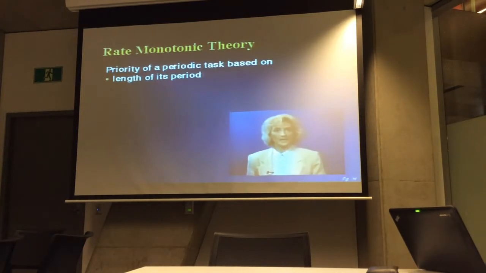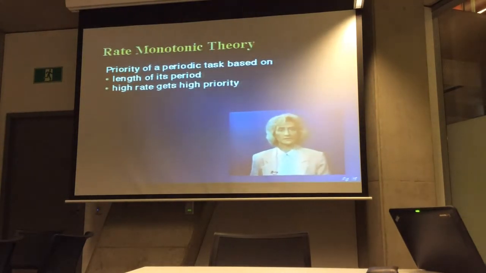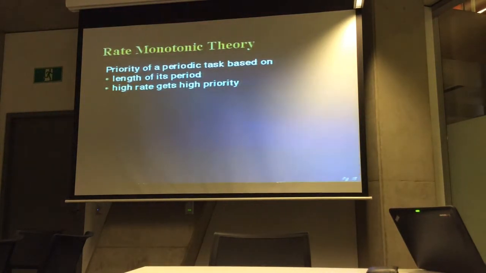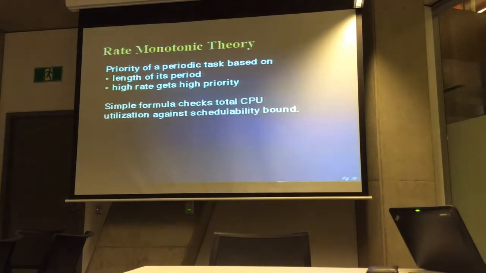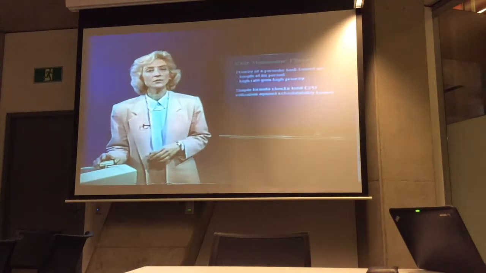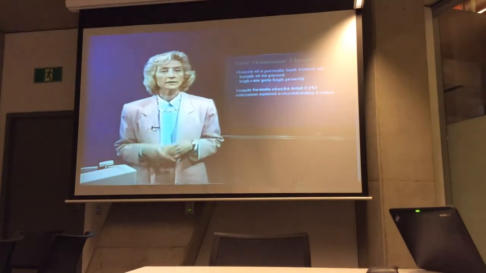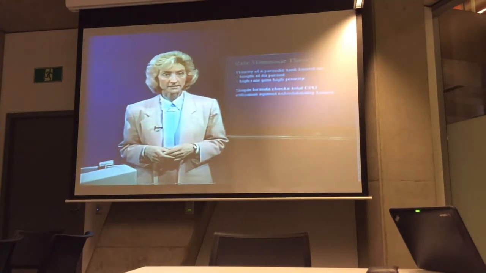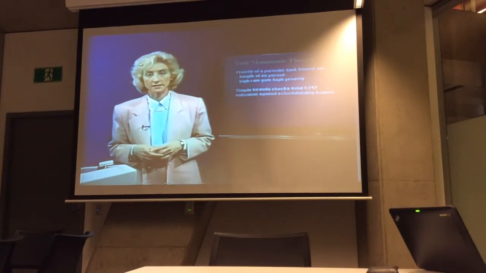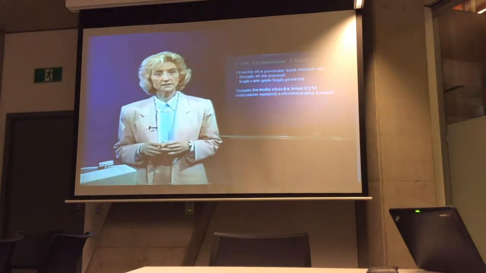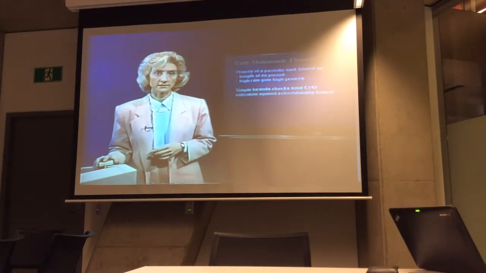First principle. A task with a high frequency of occurrence, that is, a high rate, gets a high priority. As a first cut, we'll look at a simple formula where we check the total CPU utilization against a schedulability bound, developed as the first theorem in this body of theory. That is, for, say, 6 tasks, we'll find 6 values, add them together, and compare them to an upper bound for 6 tasks. If the sum is less than or equal to this bound, we'll know that we can guarantee that those 6 tasks can always meet their deadlines.